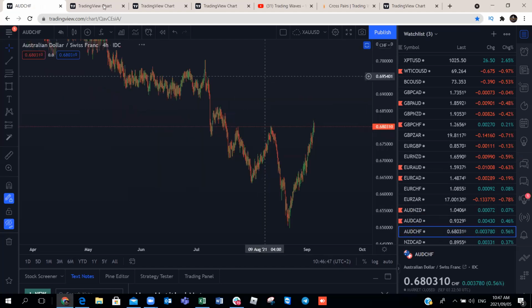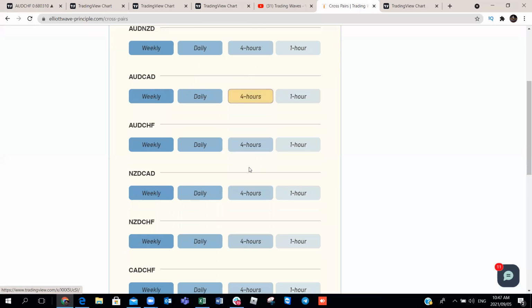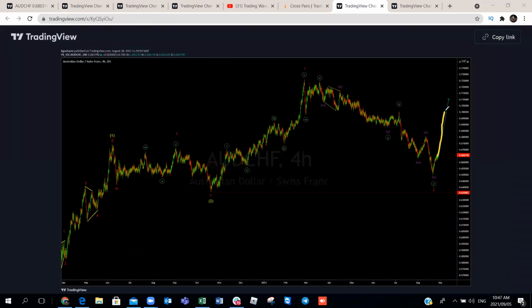AUDCHF, let's have a look here. The forecast on AUDCHF is as follows. We expected this one to continue pushing to the upside here. Remember, we've got an 11 swing sequence. You saw this one during trade recaps. We want it to continue pushing to the upside. Any pullback is a continuation to the upside on AUDCHF.